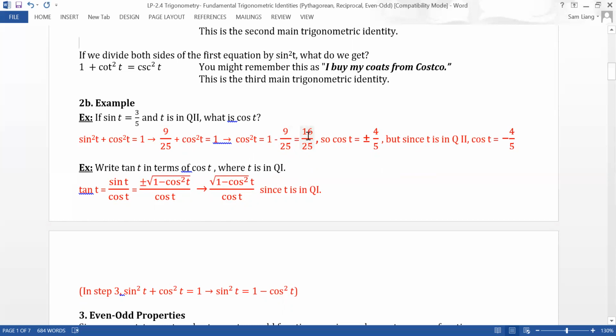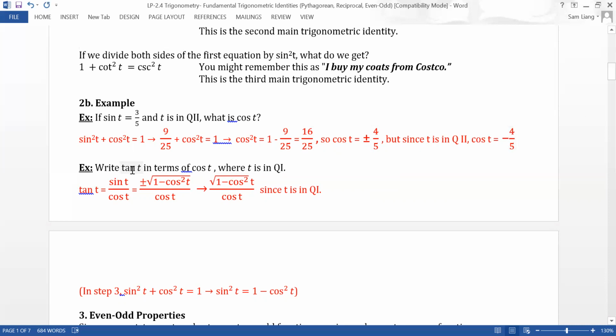From there, we're going to take the square root of both sides. We get cosine t is plus or minus 4/5. But since t is in quadrant 2, we're given that, we have to think, is cosine negative or positive in quadrant 2? Quadrant 2 is going to be a negative x coordinate. So cosine t is negative 4/5. That's how we choose whether it's positive or negative. We know that's negative in this case. So that's your answer for the first example.